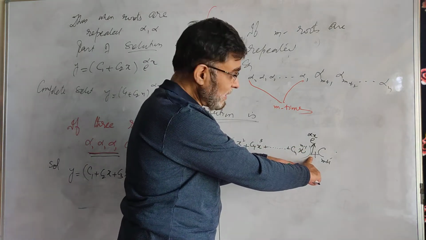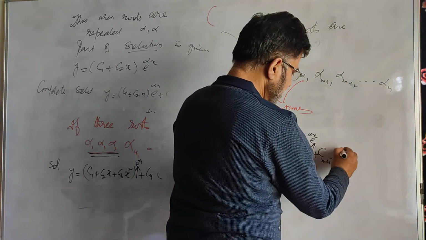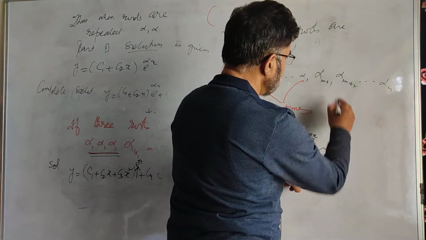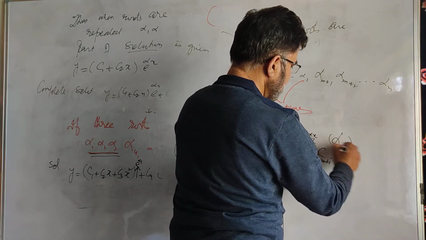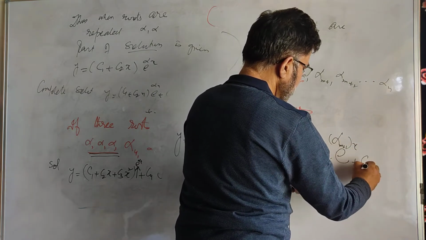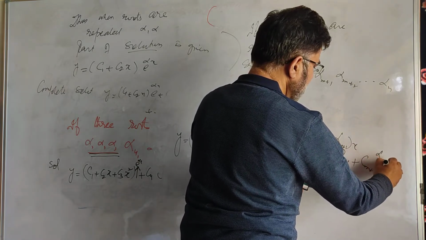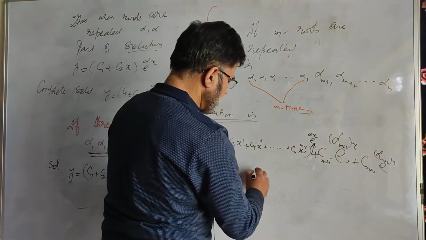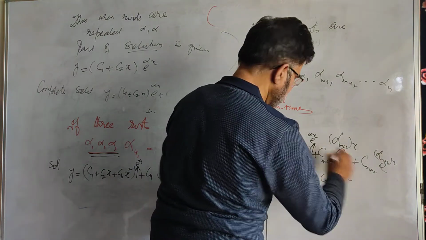Outside the bracket you write e raised to power alpha x, then c m plus 1 e raised to power alpha m plus 1 x plus c m plus 2 e raised to power alpha m plus 2 x, then so on to plus cn e raised to power alpha n x.